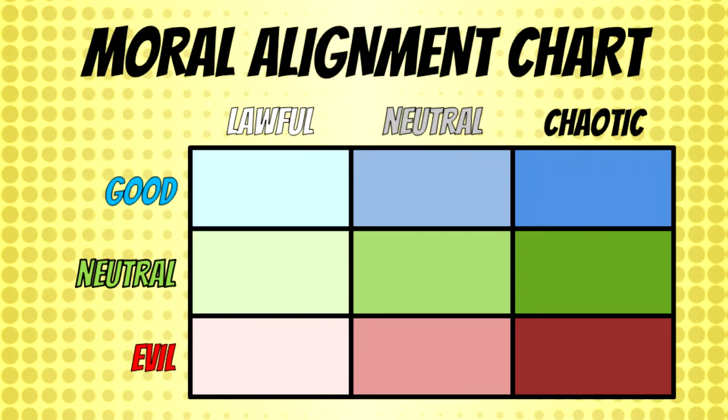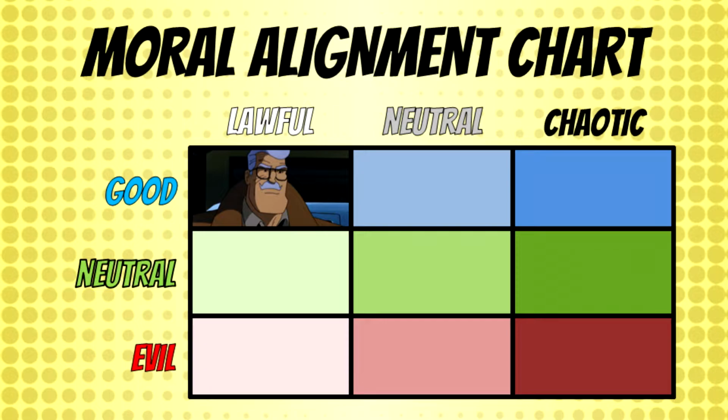We're gonna click through all 9 of these different personality types pretty quickly, so be following along at home, super friends. Let's start in the upper left corner at lawful good. Here we have Commissioner Gordon, who is a man of the law, literally, and is always looking out for the good of the people of Gotham.